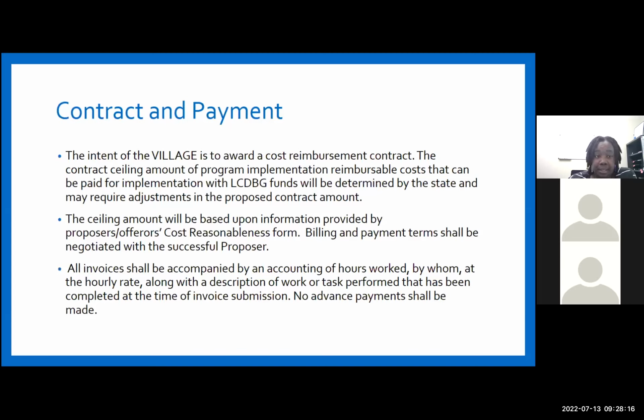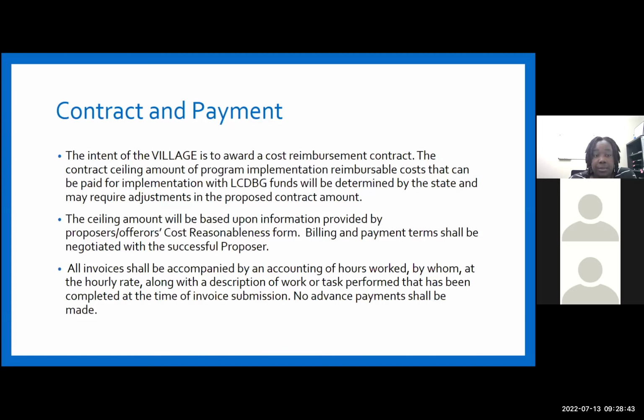Contract and payment. The intent of the village is to award a cost reimbursement contract. The contract ceiling amount of program implementation reimbursable costs that can be paid for implementation with the LCDBG funds will be determined by the state and may require adjustments in a proposed contract amount. The ceiling amount will be based upon information provided by proposers' cost reasonableness form.